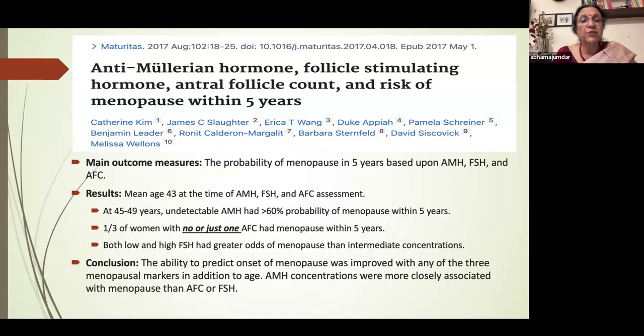They found that the mean age was 43 at the time of AMH, FSH, and AFC assessment. At 45 to 49 years, if the AMH is almost undetectable, then they had a probability of more than 60% to become menopausal within 5 years. One third of women with no or just one AFC had menopause within 5 years. So undetectable AMH at 45 to 49 years means more than 60% probability they will become menopausal in 5 years. If you do AFC and see no AFC, or just one AFC, menopause within 5 years. Both low and high FSH had greater odds of menopause than intermediate concentrations. So the conclusion is that the ability to predict onset of menopause was improved with any of the 3 menopausal markers in addition to age. AMH concentrations were more closely associated with menopause than AFC or FSH.